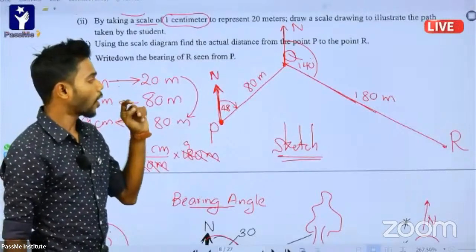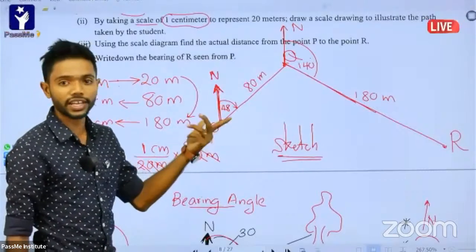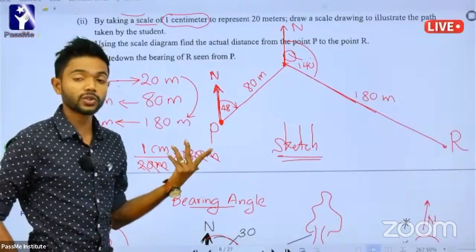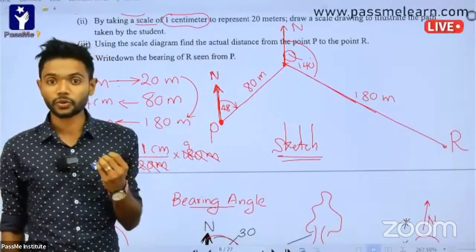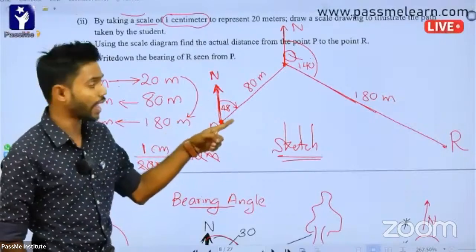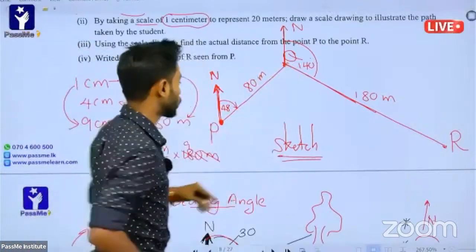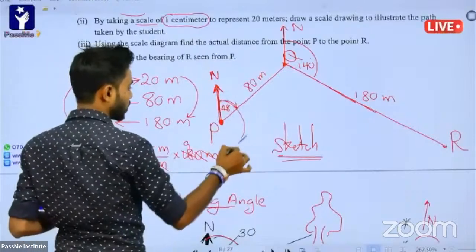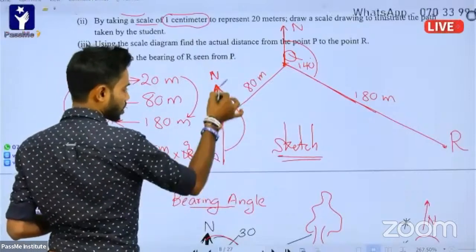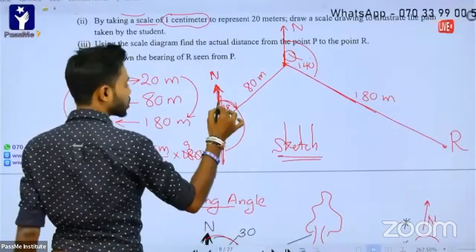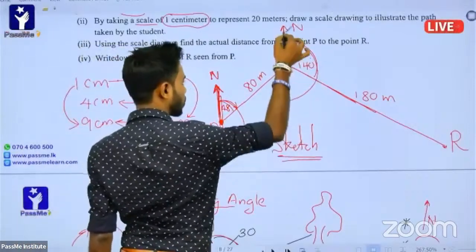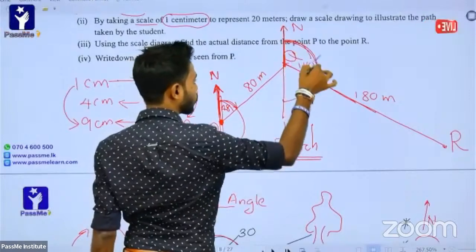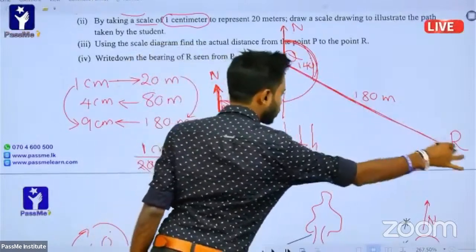Now, how do we obtain this 48? Because you cannot use a pair of compass here. So you have to use a protractor to measure the 48 angle and the 140. You can keep that protractor here like this on the vertical line. Put it here and measure the 48 and draw the line. And here again you can put your protractor and measure 140 degree, mark the dot and connect.